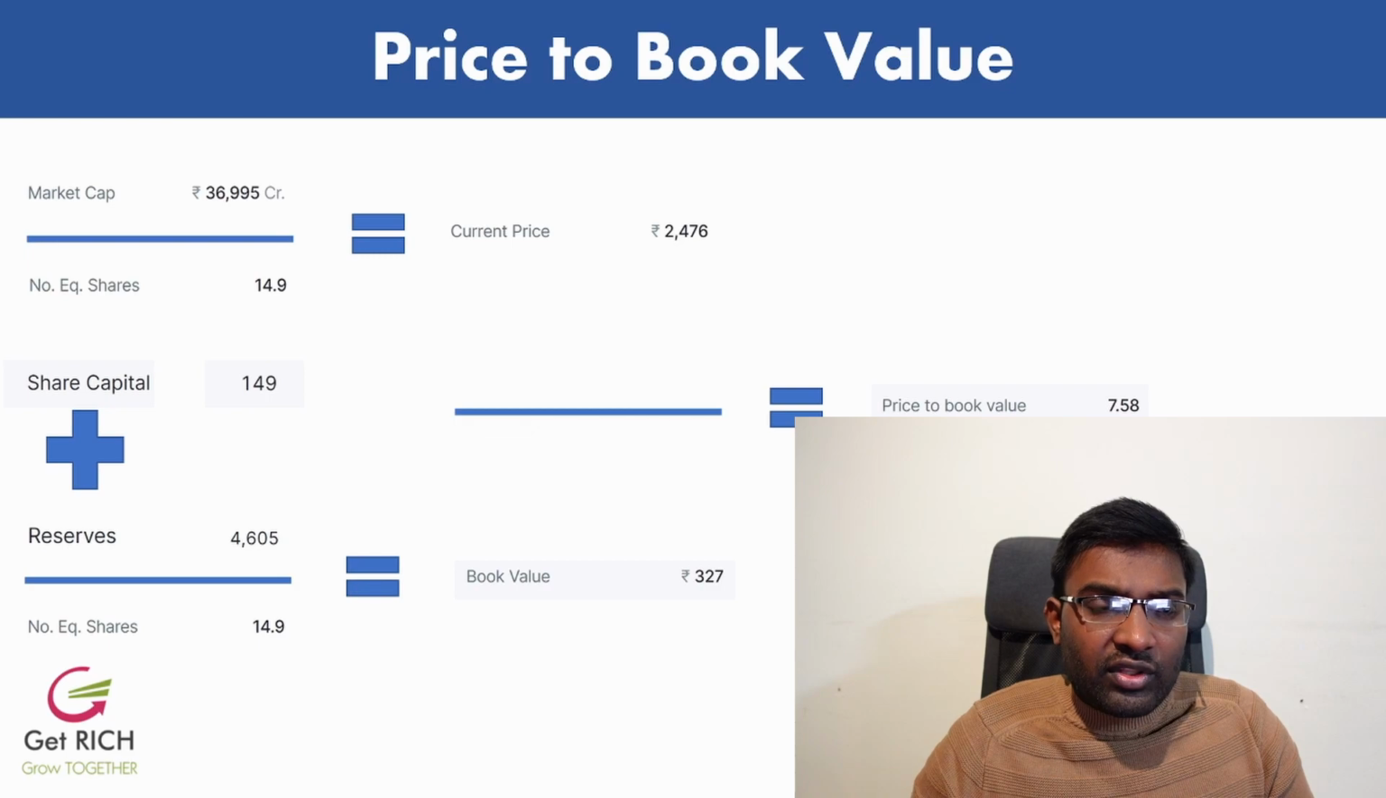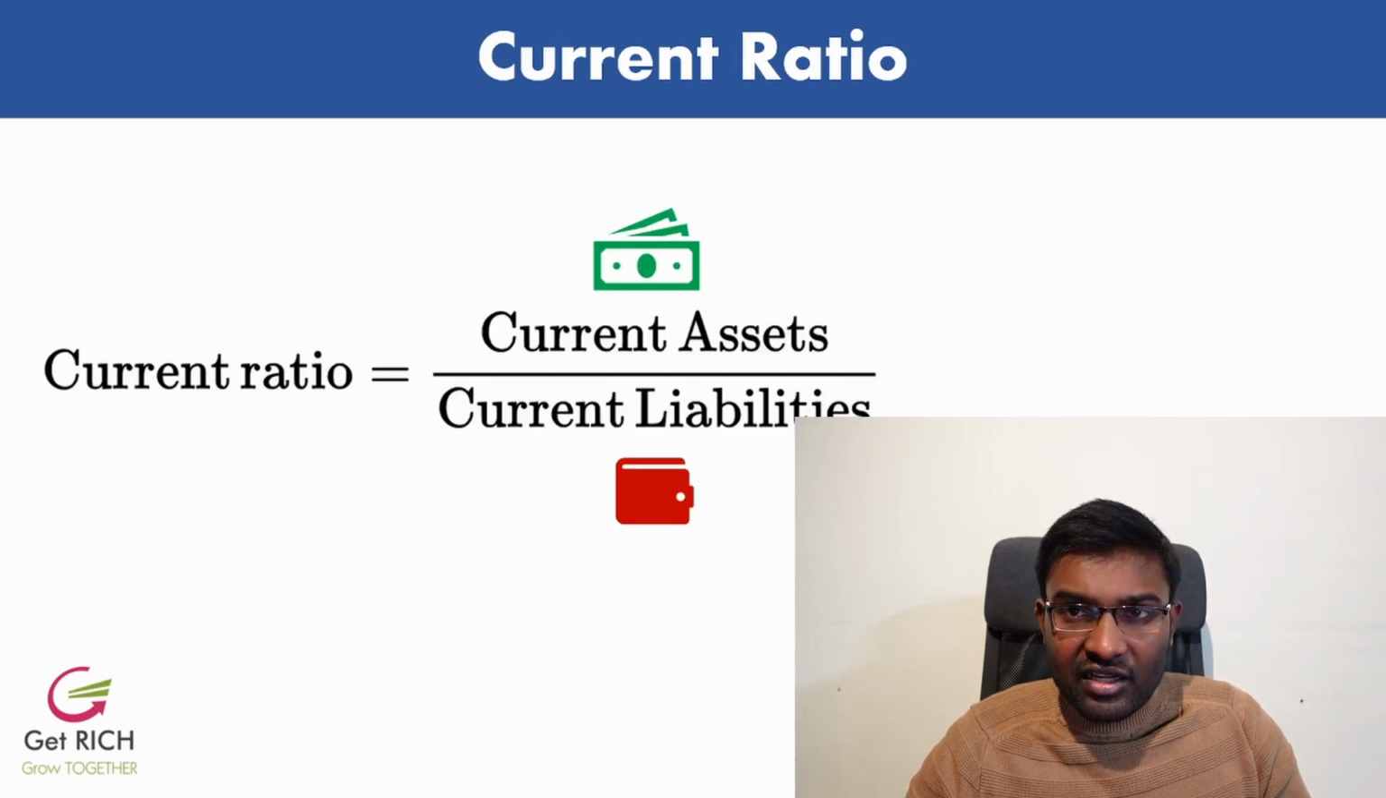Then the fourth ratio, which is the current ratio. So what is the current ratio? If you divide the current assets by the current liabilities, you get the current ratio. So what is a current asset? Assets that can be liquidated in 1 year. If you see an asset which you can get back in 1 year, that's a current asset. Similarly, if you have to pay somebody within a 1 year framework, that's a current liability.